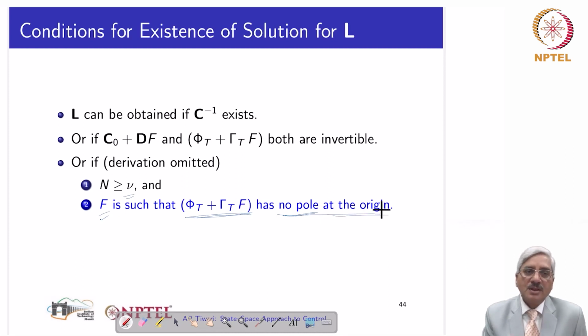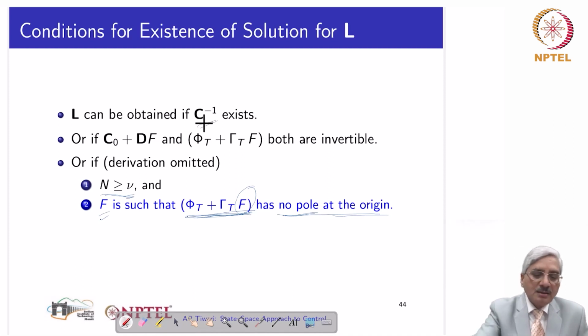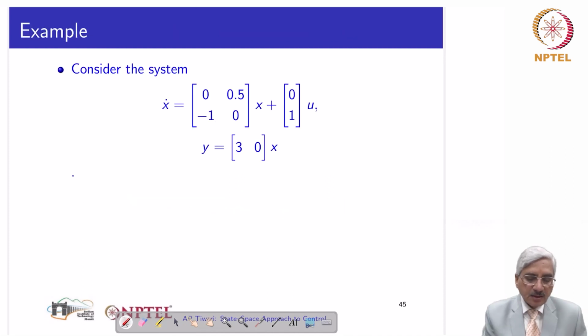It should have poles anywhere else but not at the origin. That is the restriction. So if the number of subintervals during one input sample interval is greater than the observability index of the system, and if the closed loop system matrix F, the closed loop system matrix with the state feedback gain F, has no poles at the origin, then C inverse will exist, and then LC equal to F, that equation can be solved.